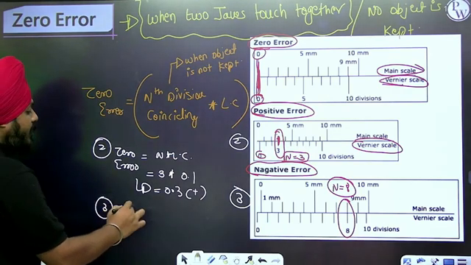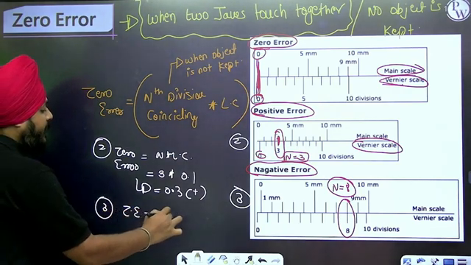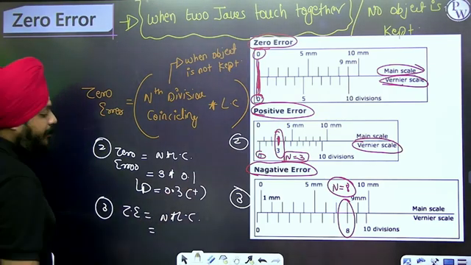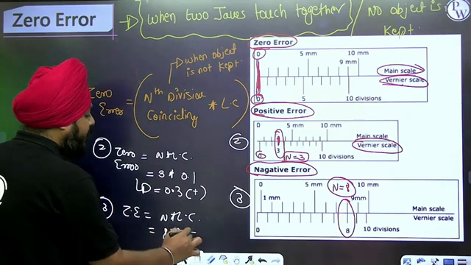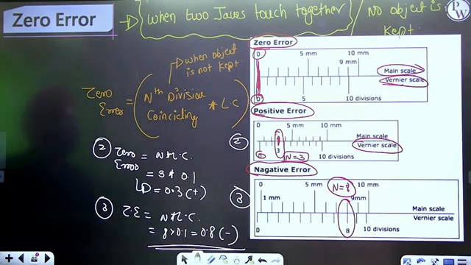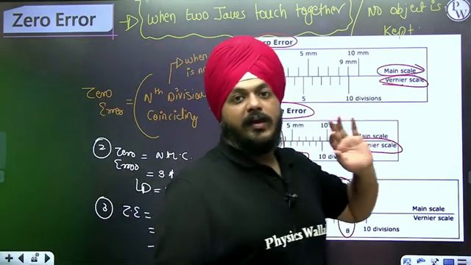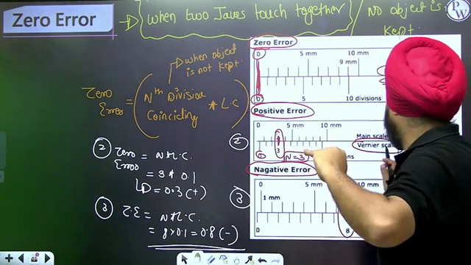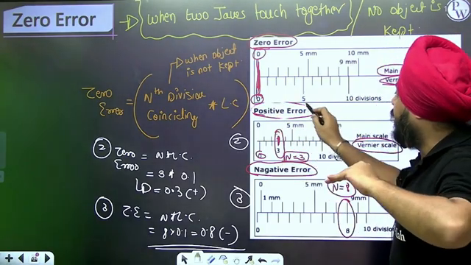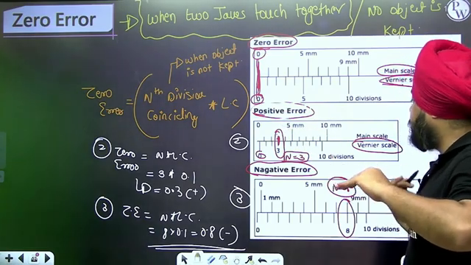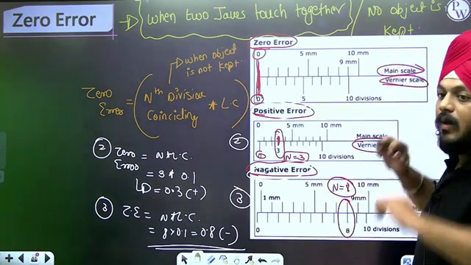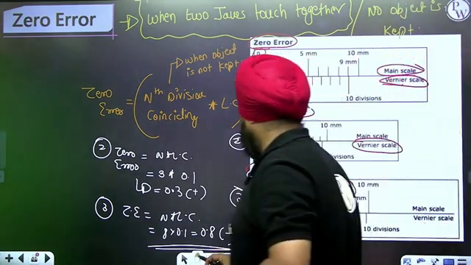In the third case, n into the least count, but we are having the negative error, right? So it is 8 into 0.1, which is 0.8 of negative error. This is how zero error is calculated. If zero of the Vernier scale is behind the main scale, we are having positive error. If zero of the Vernier scale is above the main scale, we are having the negative error. Right? Let's evaluate some based on it.